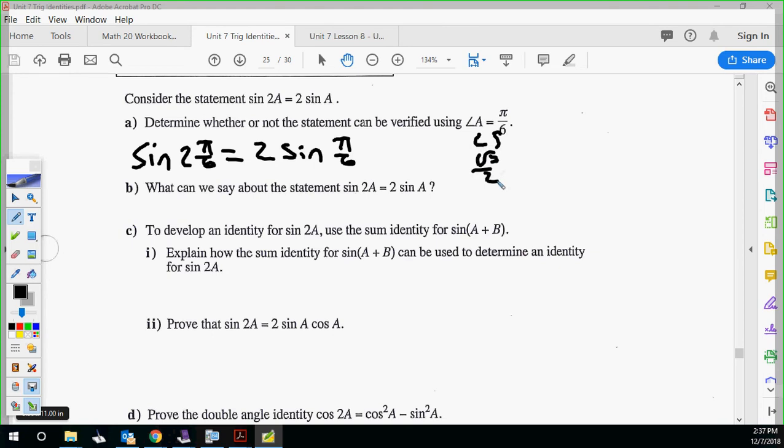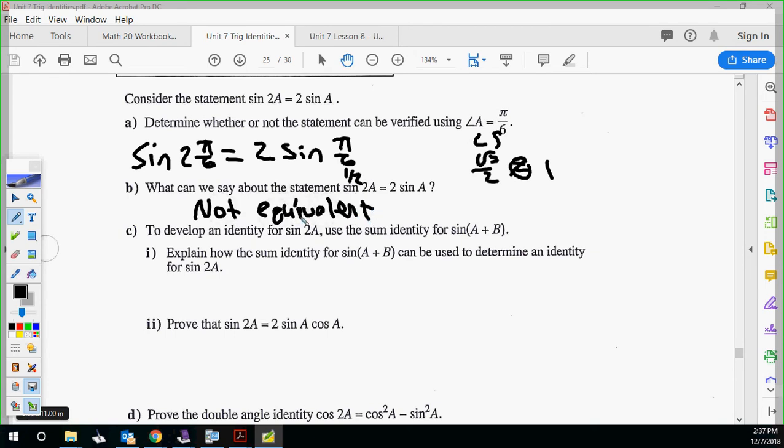So the left side is root 3 over 2. The right side is 2 times sine of pi over 6. Sine of pi over 6 is 1 over 2, right? So 2 times 1 over 2 is 1. Root 3 over 2 does not equal 1. So no, they're not the same, correct. If you don't like this part, you can just ignore it, I guess, but it doesn't work that way. So not equivalent.